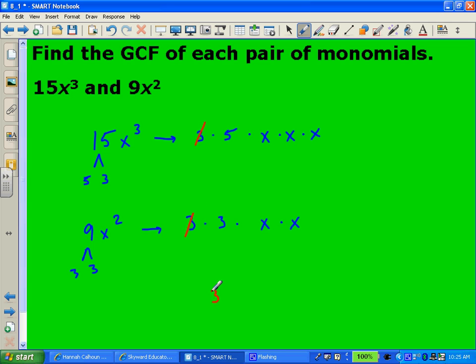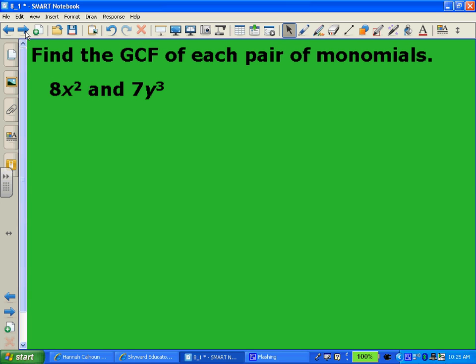Now again, I'm going to look for pairs. You see I have a pair of 3's here, so that's going to be part of my GCF. I have a pair of x's, and I have another pair of x's. So my GCF is going to be 3x squared for these two monomials. Alright, so it's kind of the same idea, just we got some variables in there as well.